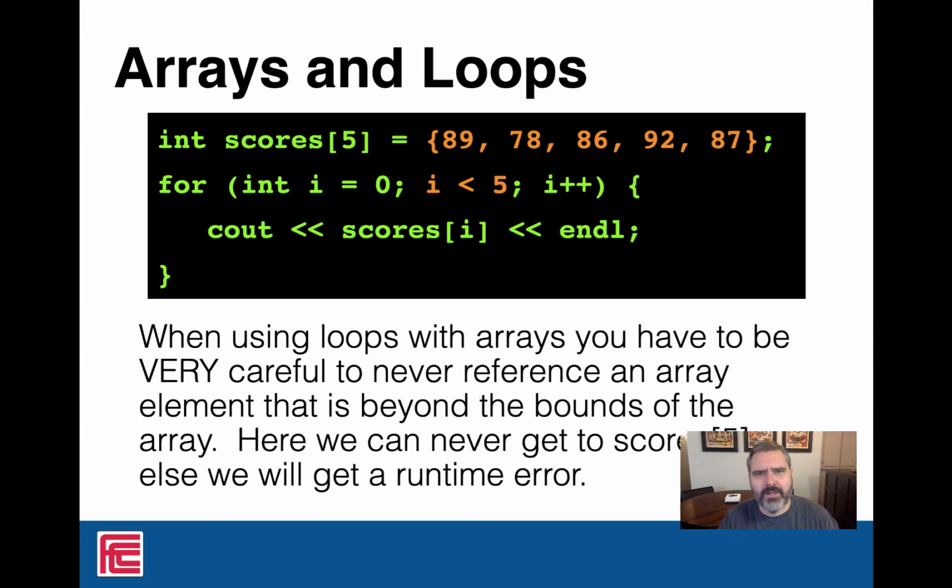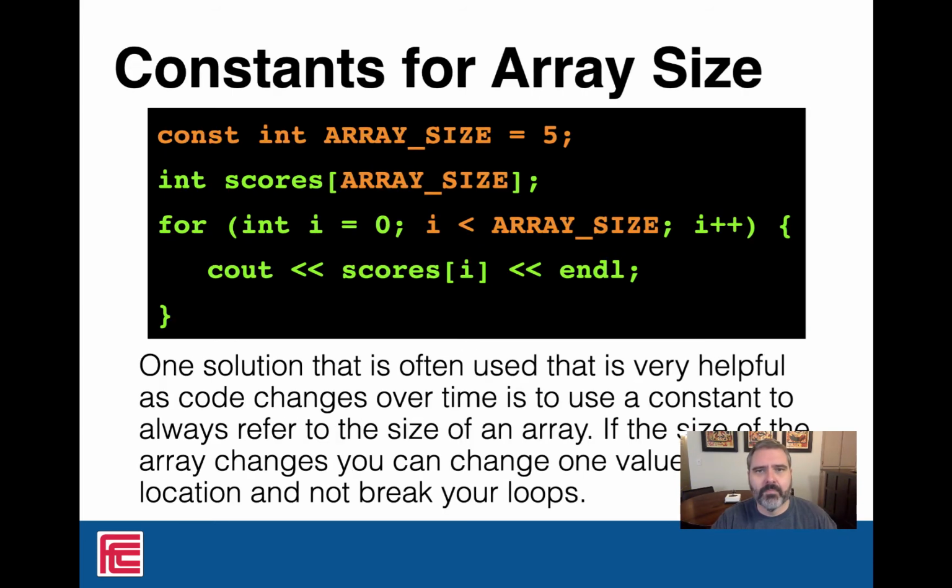So if you ever get an out of bounds error, check to see that you're not going off the end of your array. There are some ways to handle that. One is just to create a constant. If you create a constant and say array size equals 5, then when I create the array, I just use that constant array size. And then when I loop, I can just use array size, and that's fine. It's a solution to it.